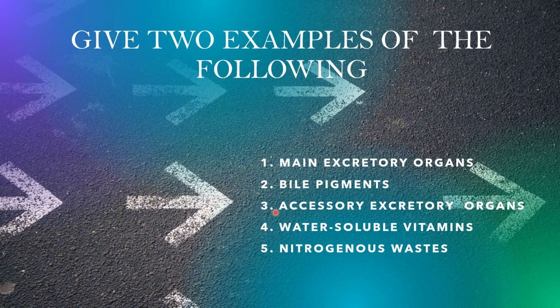Then third one, accessory excretory organs. What are the accessory excretory organs? Yes, skin, liver, lungs. Any two you can write. Then the next question, water soluble vitamins. What are they? Vitamin B and vitamin C. Nitrogenous wastes, we already mentioned that in the earlier slides. That is urea you can write, uric acid. Yes, these are nitrogenous wastes.